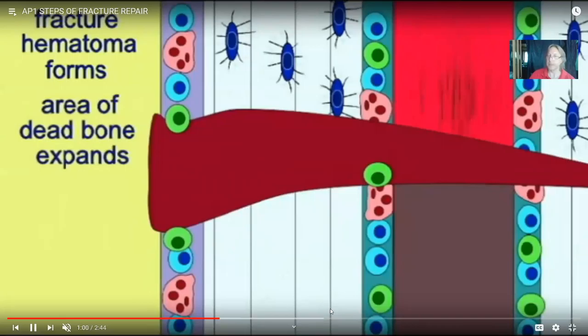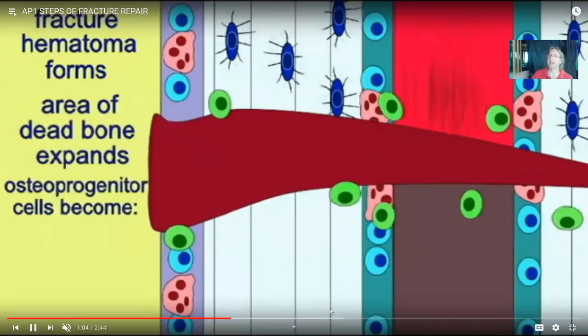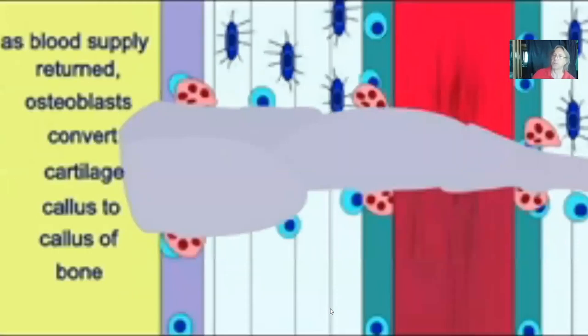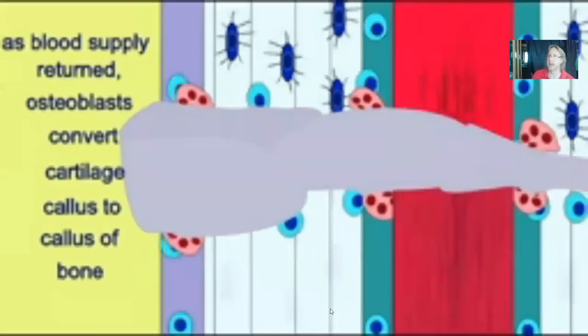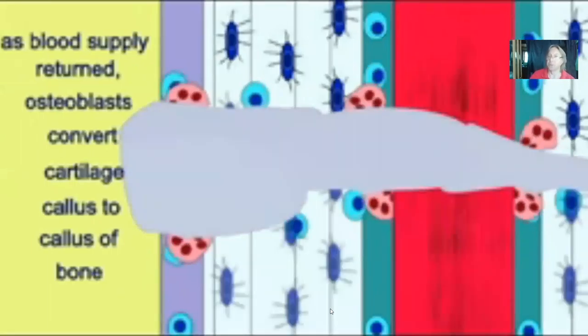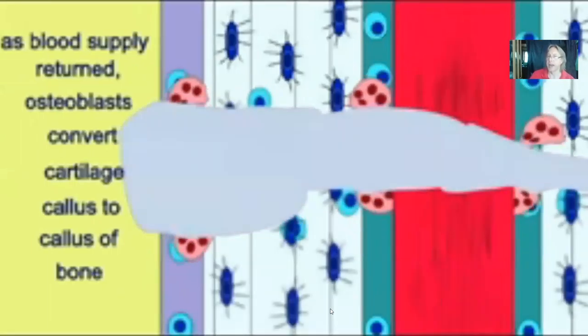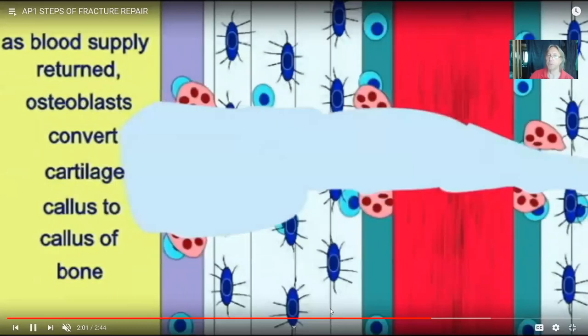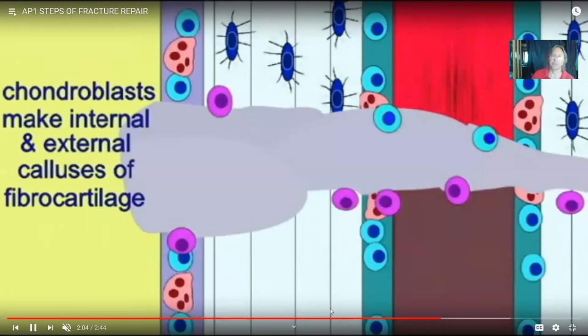These cartilage calluses then can become bone, so that calluses of cartilage are converted to bony calluses. And then the bone is remodeled so that it has the same structure as before, with the lines of stress running in the appropriate directions.